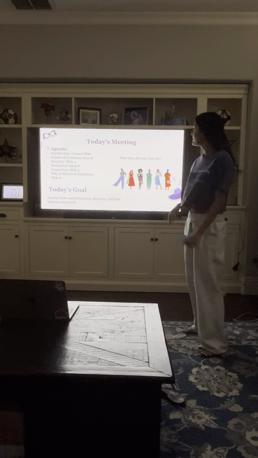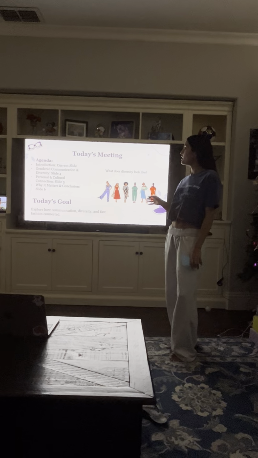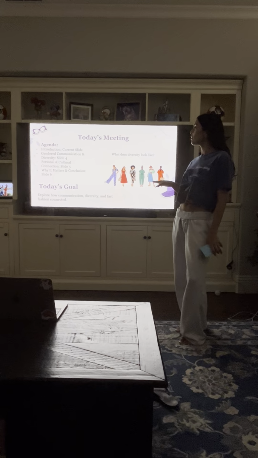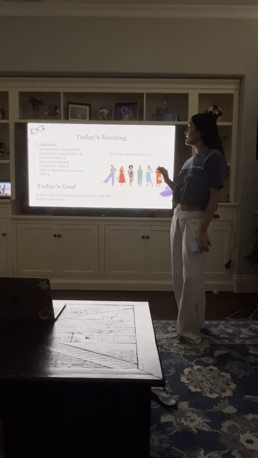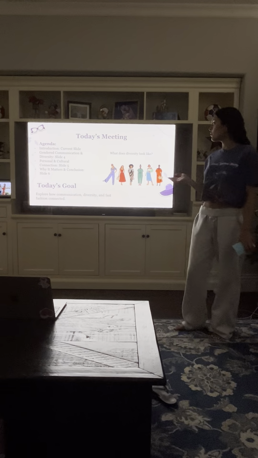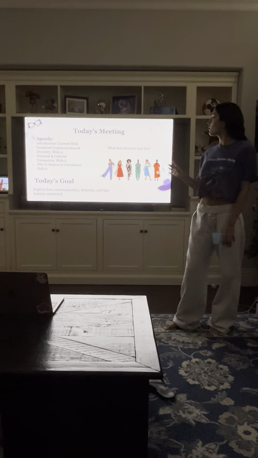Okay, so on today's agenda we have our introduction, which is our current slide. We then have gender, communication, and diversity, which is slide 4, personal and cultural connection, which is slide 5, and then why it matters in conclusion on slide 6. So in today's goal, we're going to explore how communication, diversity, and fast fashion are all connected.